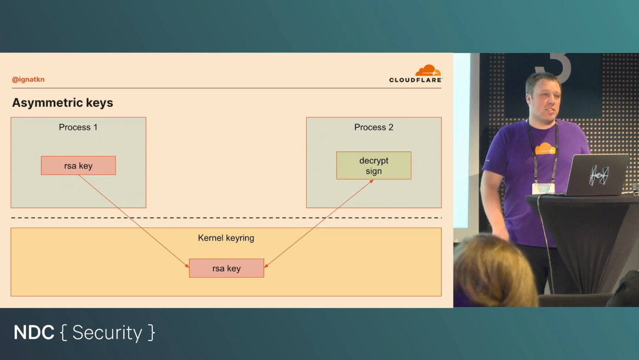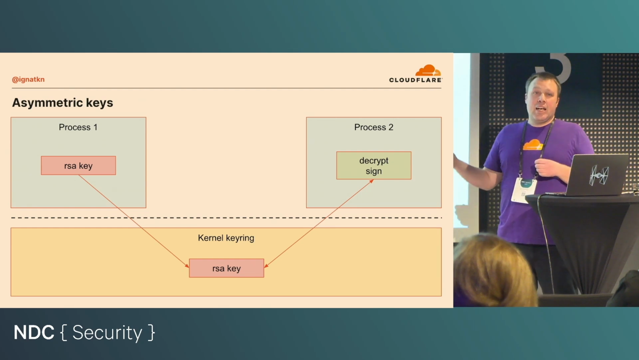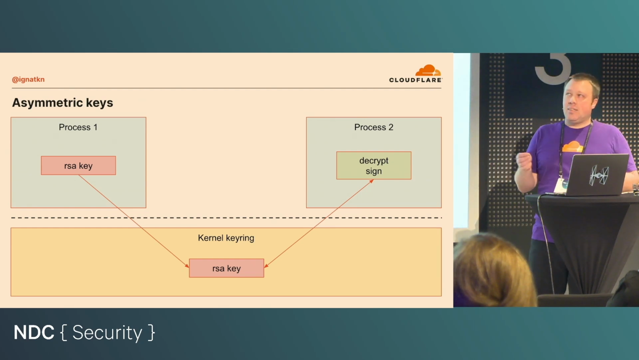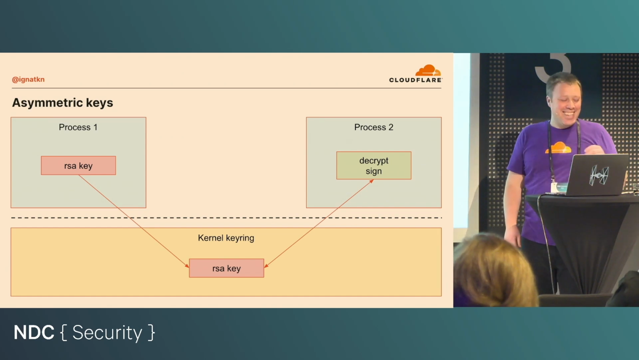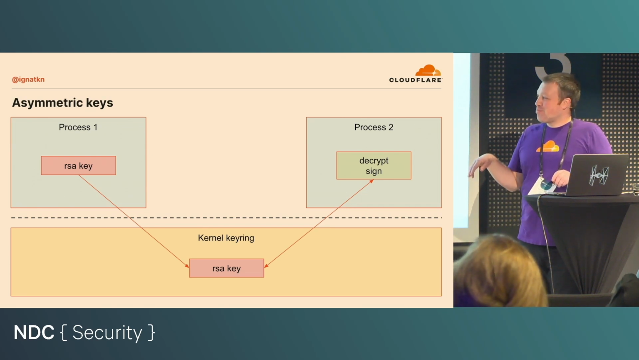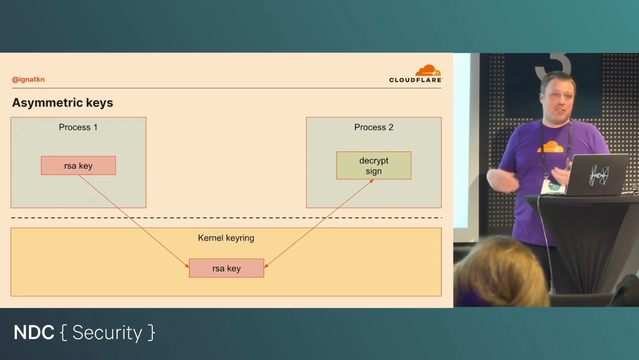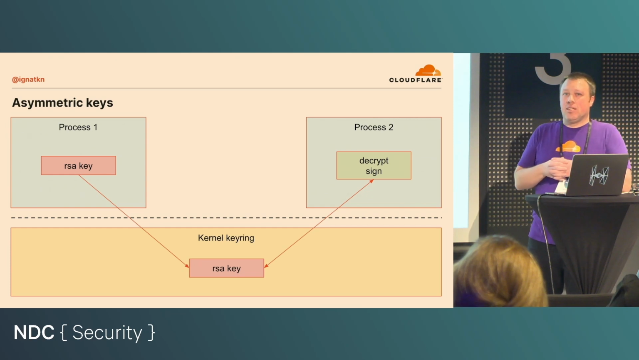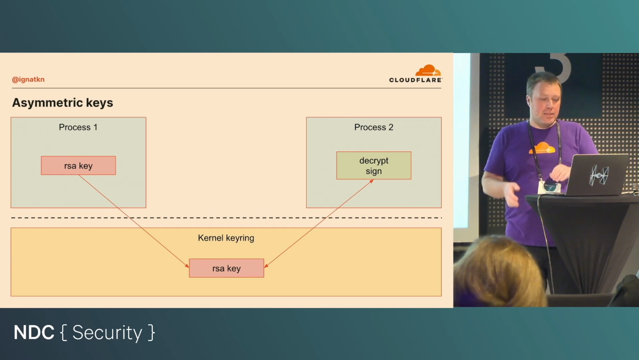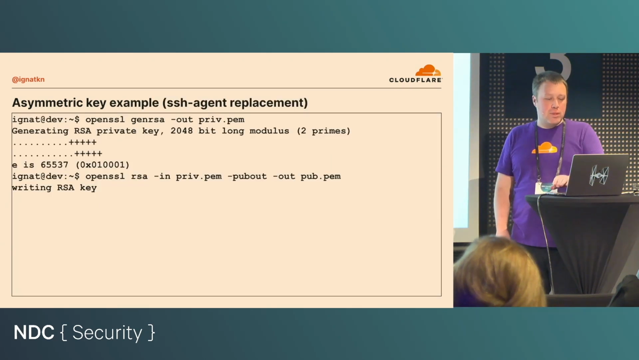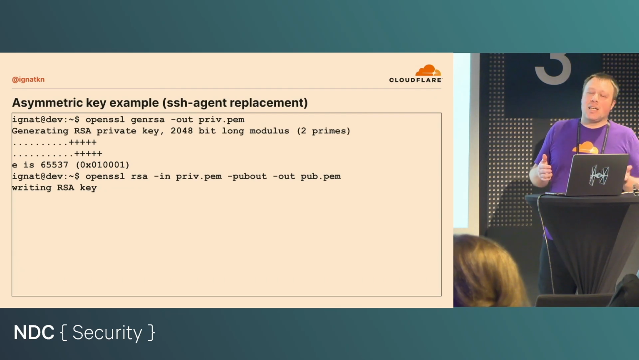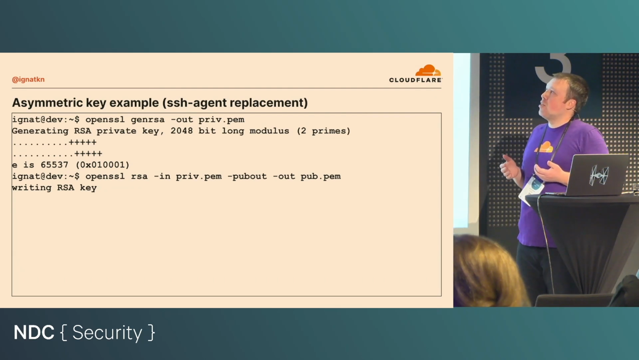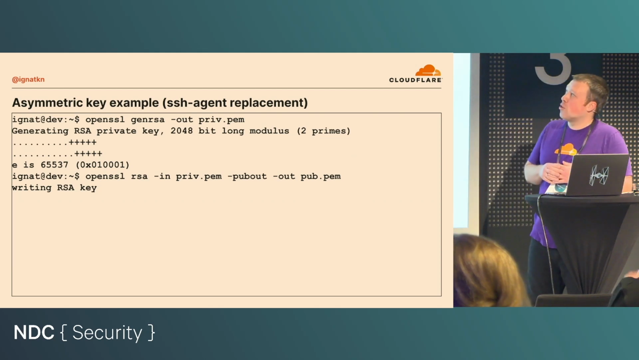So they can decrypt or sign the data with the private key, never having to have access, sorry, to the actual cryptographic material, which is very powerful for things like HTTP servers or SSH agent, for example. So in this example, we're kind of mimicking how a typical SSH agent replacement would work with the Linux kernel key store.